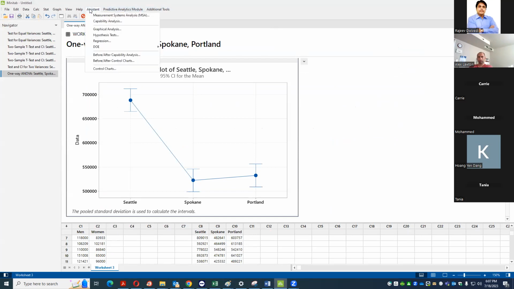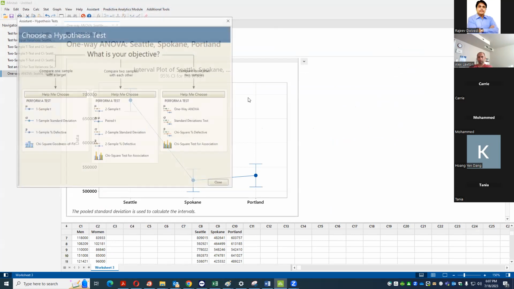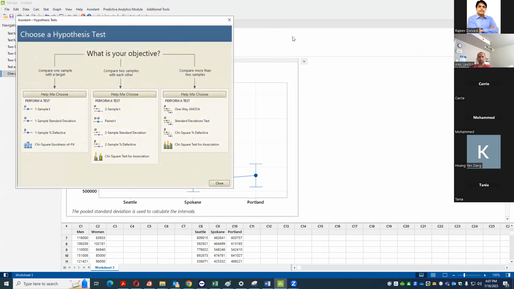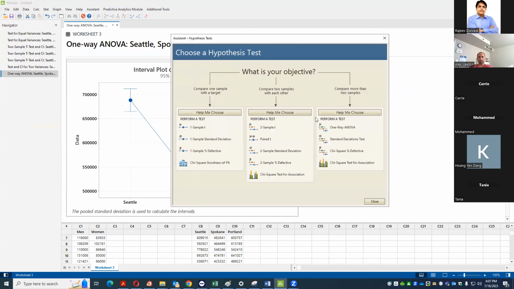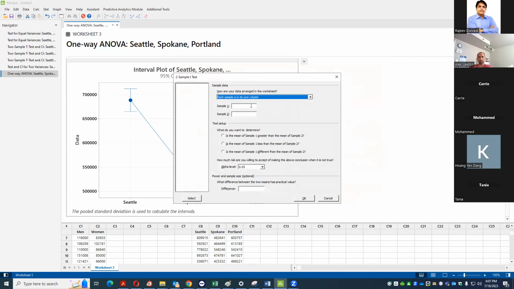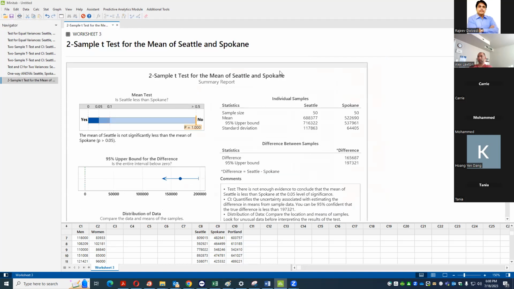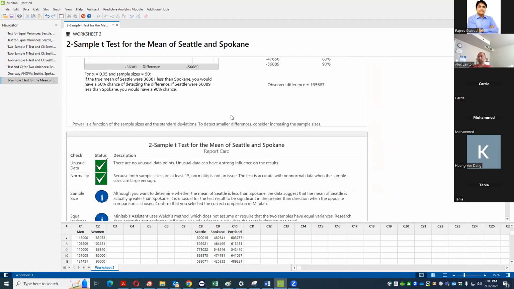If you go under Assistant, here you see hypothesis testing, and here you have all the options. You can select which one you are going to use: 2 sample paired, 2 sample standard. Let's say sample 1 is Seattle, sample 2 is Spokane. Is the mean of Seattle greater? You can select the statement based on that, and then you can see all the answers right here.